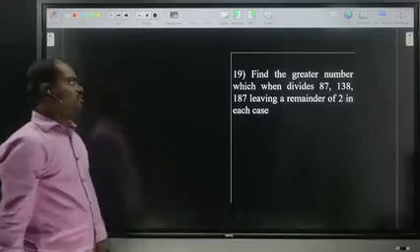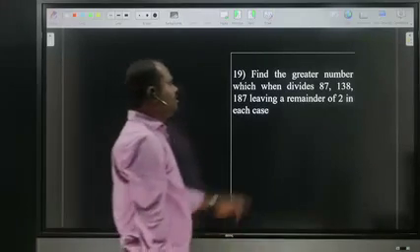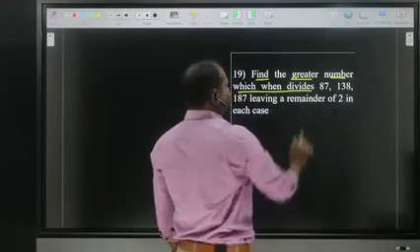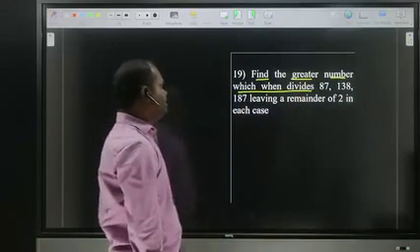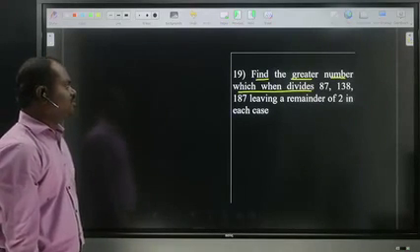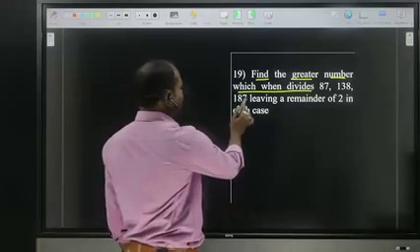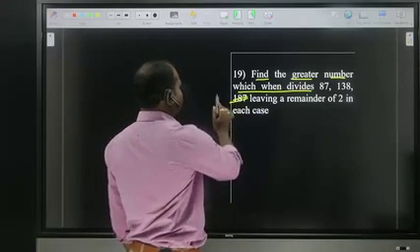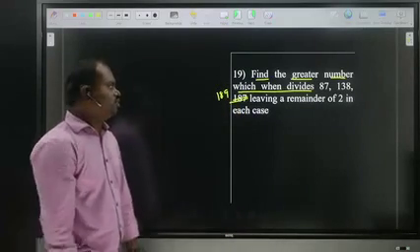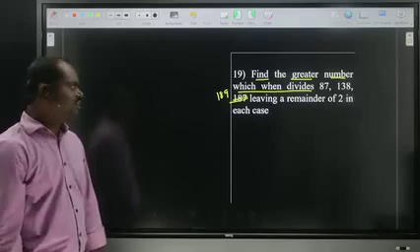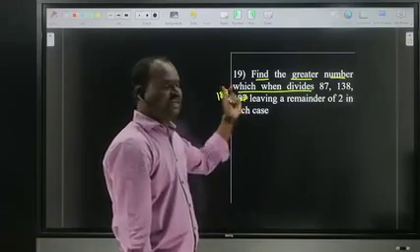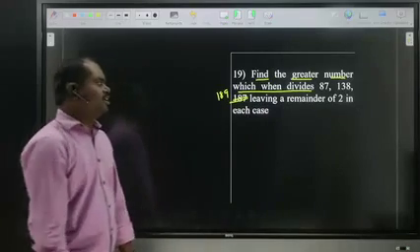Now, what is the next question? Find the greater number which when divides 87, 138, and 187. It is a printing mistake. This should be 189. Okay, that is a printing mistake, that should be 189, leaving a remainder of 2 in each case.